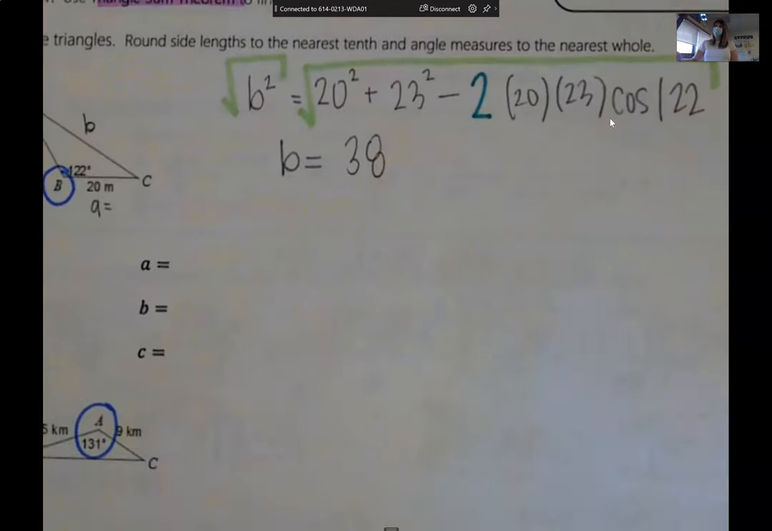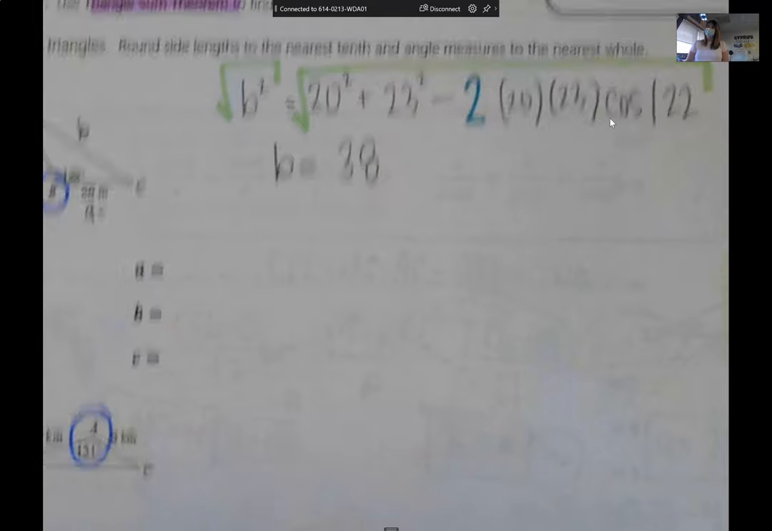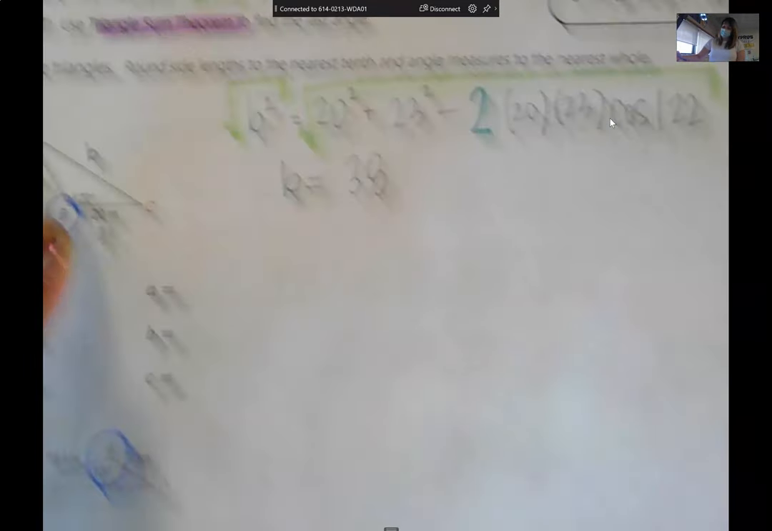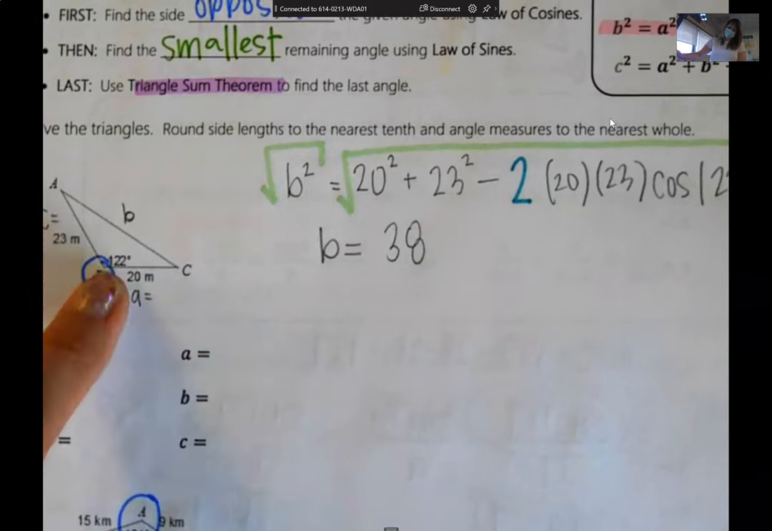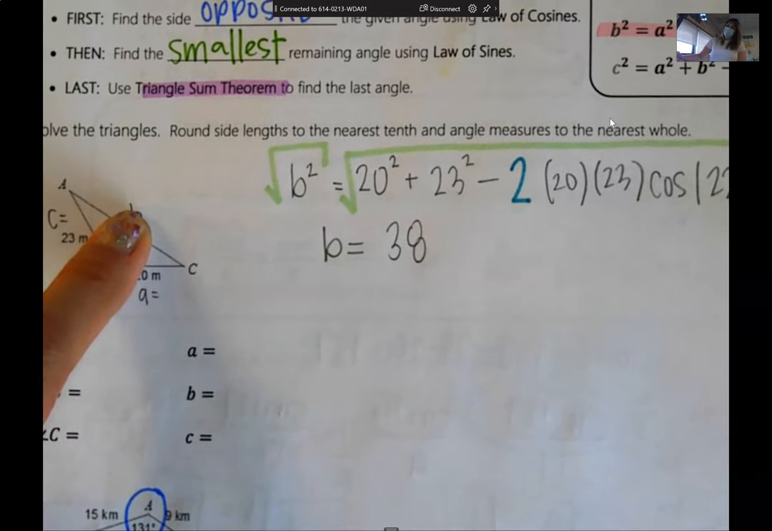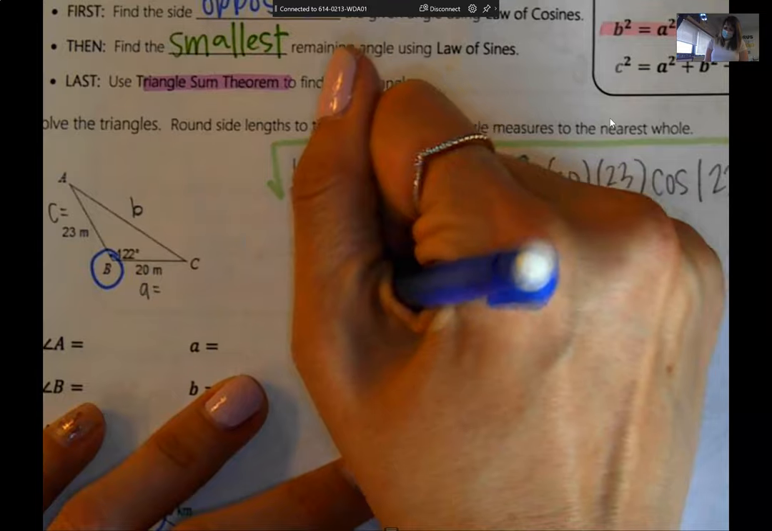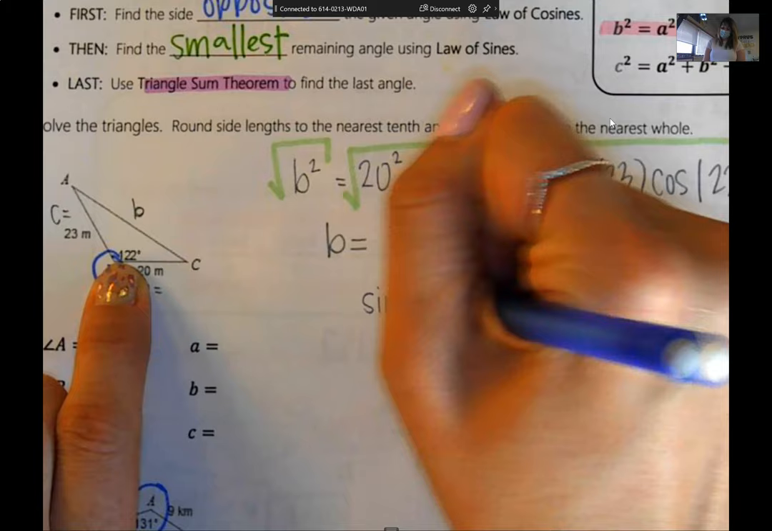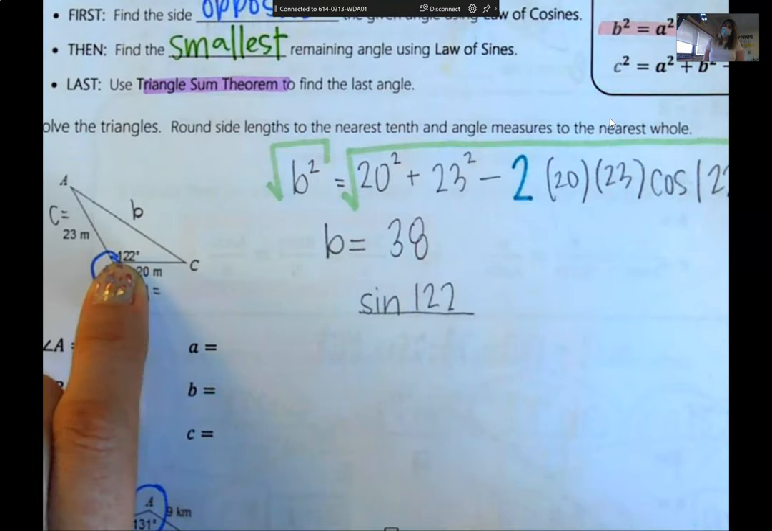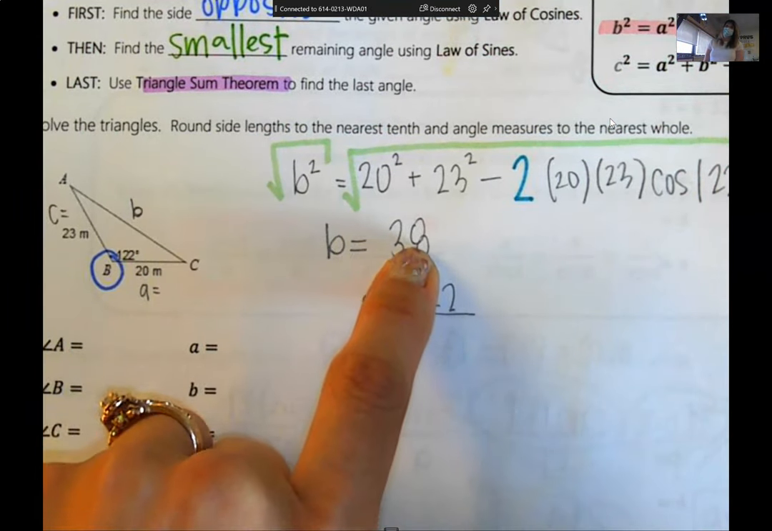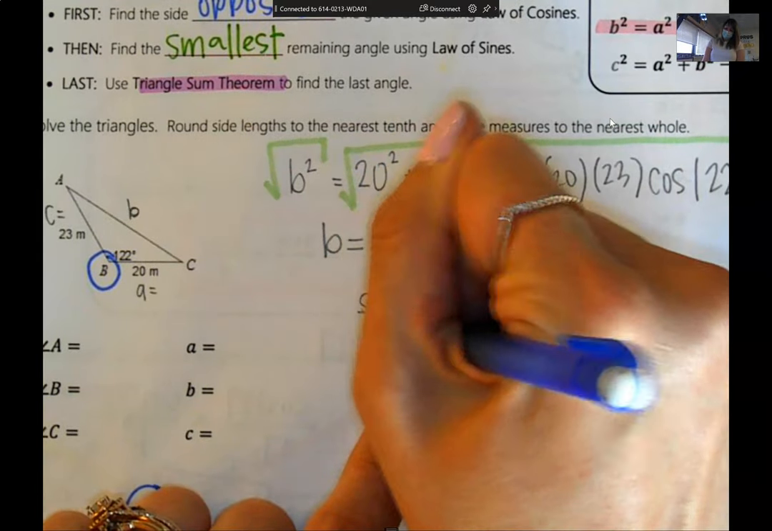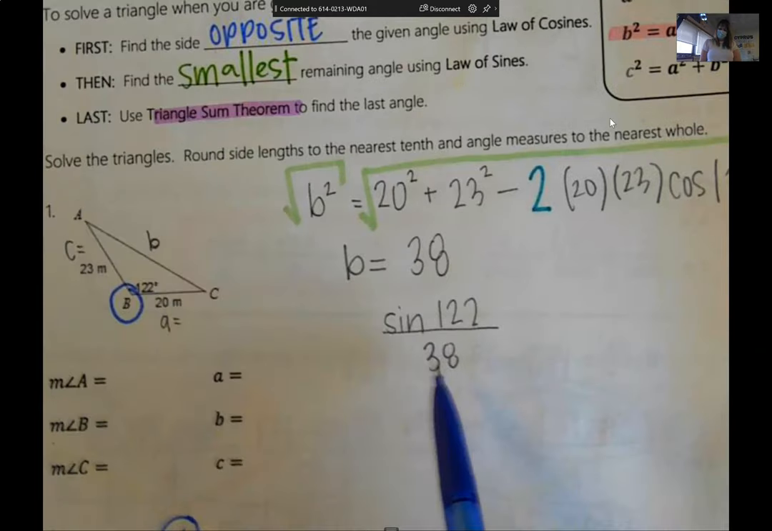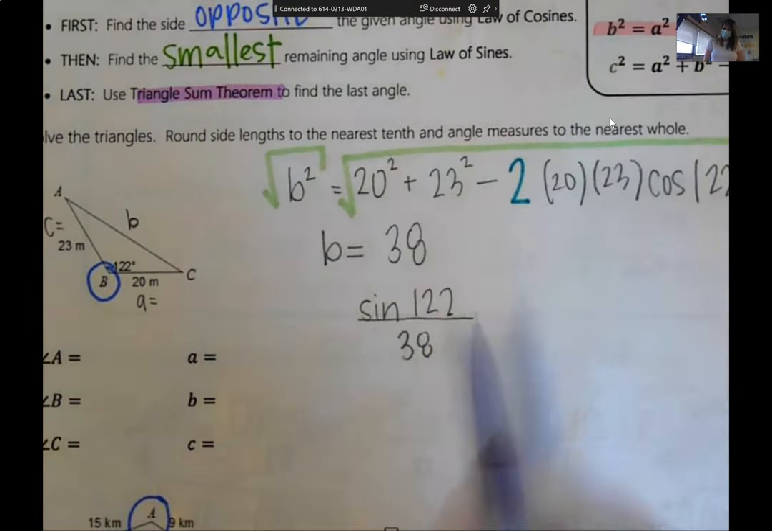Step number two, we are going to use the law of sines because now we have one angle and one side pair. We now know angle B and side B. So we're going to write sine of the only angle that they gave us, 122, over the side length that we just found. And it'll always be that way. You'll take the sine of the angle they gave you over the side that you find.